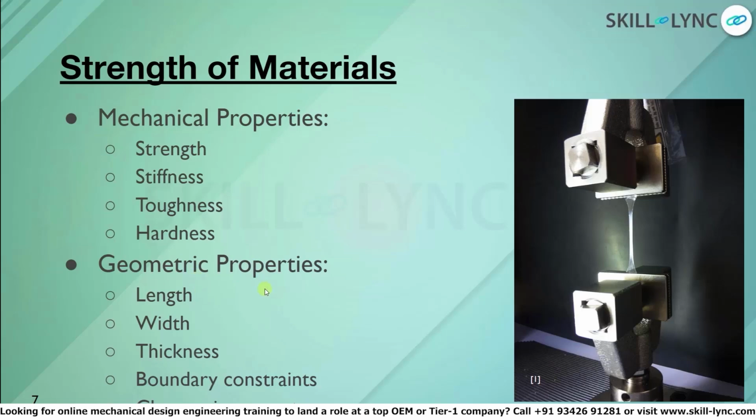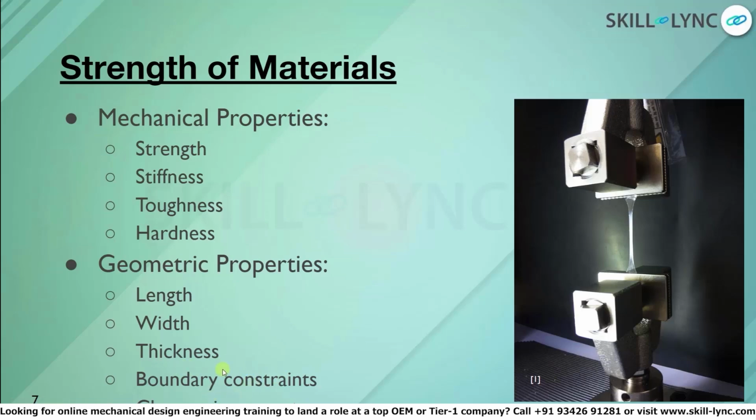Then we have boundary conditions. Boundary conditions can also be called boundary constraints. So this is the way the material is supported before a load is applied on it. Finally, we have changes in the geometry, which is the changes that a material undergoes due to load applied or environmental effects. Here also the strength of a material can change.